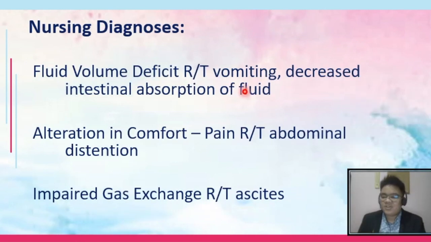What are the possible nursing diagnoses for this patient? You'll have fluid volume deficit related to vomiting and decreased intestinal absorption of fluid, alteration of comfort, pain related to abdominal distension. Then you may have ineffective breathing pattern or impaired gas exchange related to ascites, depending on the presenting signs and symptoms of your patient.